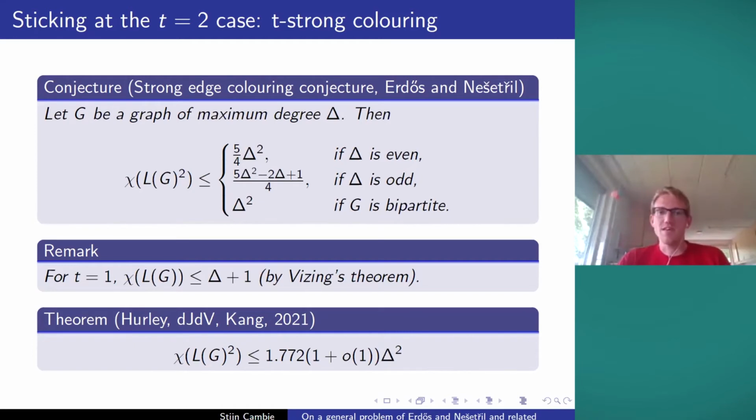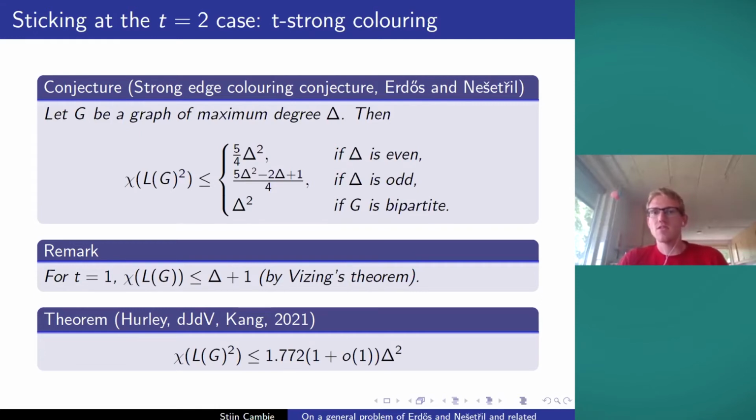Note that the t=1 case is again something we know. Even if you didn't prove Vizing's theorem yourself, you know that the chromatic index, which is the chromatic number of the line graph, is bounded by delta+1. And in this case, many graphs do attain this bound.